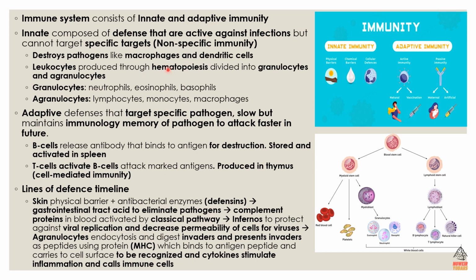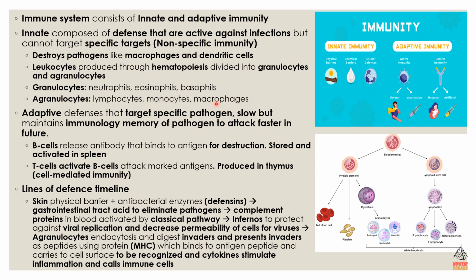And it destroys pathogens using cells such as the macrophages and dendritic cells. Macrophages are a type of white blood cell. And then you have leukocytes. Leukocytes are part of the immune system and they're produced through hematopoiesis and divided into granulocytes and agranulocytes. So the granulocytes are neutrophils, eosinophils, and basophils, and then the agranulocytes are lymphocytes, monocytes, and macrophages. Remember, that's the one we spoke about earlier.